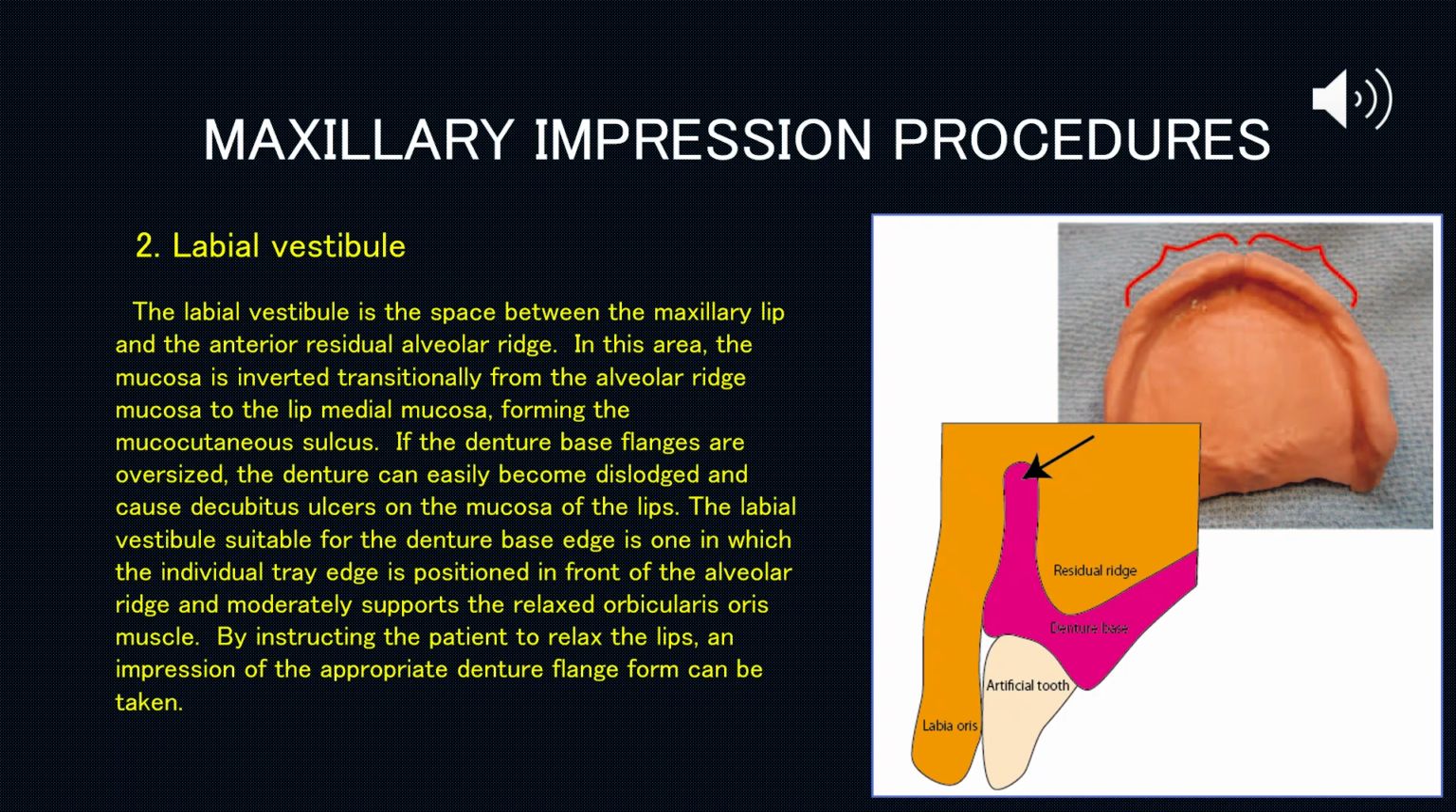The labial vestibule suitable for the denture base edge is one in which the individual tray edge is positioned in front of the alveolar ridge and moderately supports the relaxed orbicularis oris muscle. By instructing the patient to relax the lips, an impression of the appropriate denture flange form can be taken.